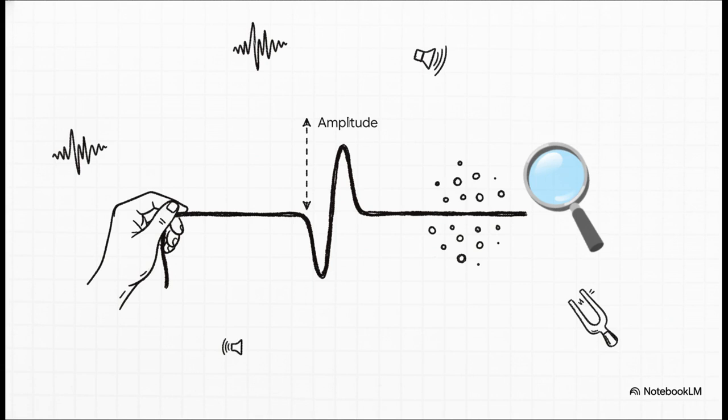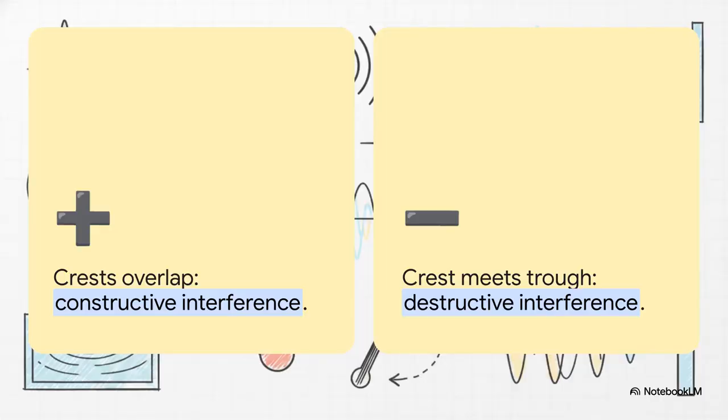And a super important term you need to lock in here is amplitude. Amplitude is the maximum disturbance of a particle from its resting or equilibrium position. Put simply, it's just how incredibly tall that single ripple gets. And this brilliantly illustrates what we call the principle of superposition.